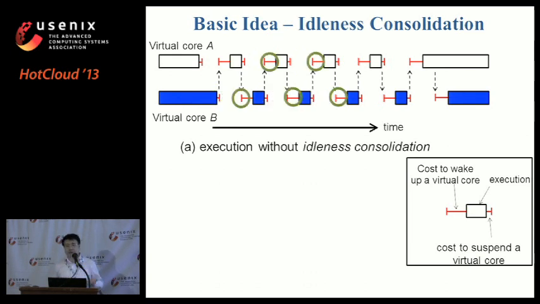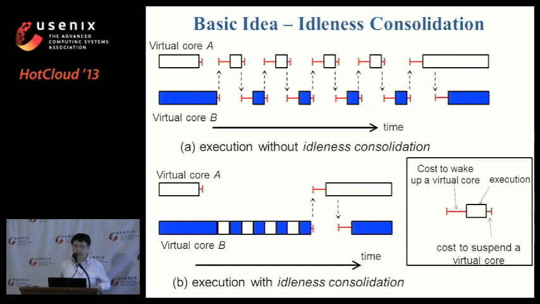When the condition to resume the execution of the thread is met, we have to wake up the thread. To wake up the thread, we have to pay the high cost to reschedule the virtual core. So the overhead significantly increases the execution time of this application. With idleness consolidation, we consolidate these two threads onto the same virtual core B. These two threads execute on virtual core B interleavingly, keeping this virtual core busy, active. So we don't need to pay the overhead to change the status of the virtual cores.